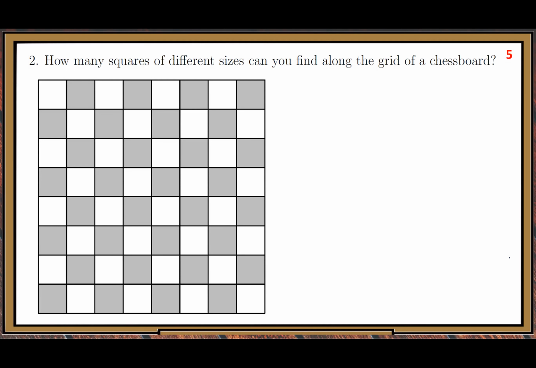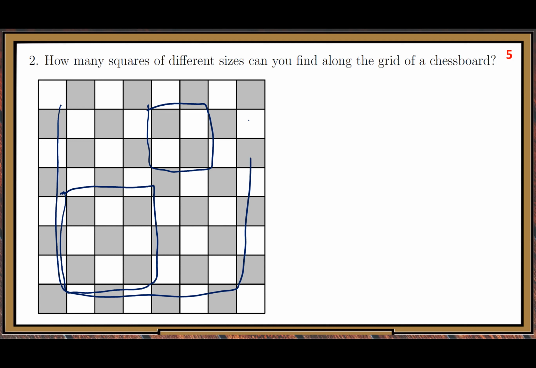Look at a chessboard. How many squares of different sizes can you find along the grid of a chessboard? 8x8 chessboard. There are many different squares, right? Look at that. So here, this is a square, right? How about this one? Another square, okay? Then another square, many different squares.